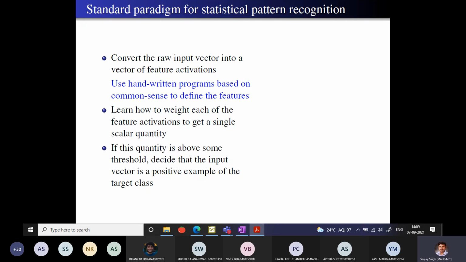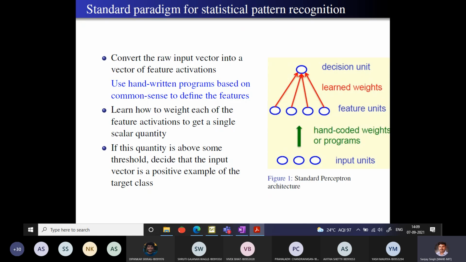When I say positive example or negative example, what I literally mean is that when I say this belongs to the apple class or this belongs to the guava class. If I'm looking for this to be an apple, and if it is, then I'll call it a positive class. Otherwise, the input sample is called a negative class. So this is the basic paradigm of statistical pattern recognition.